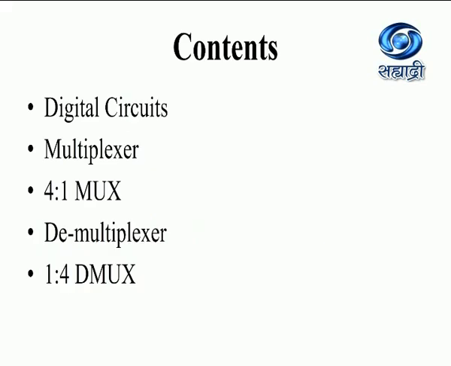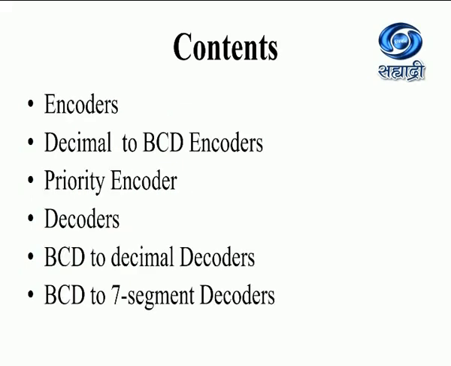In this chapter we are going to study digital circuits first, then multiplexer, the detailed study of multiplexer. Then we will see the first type of multiplexer, that is 4:1 mux. Then we will see the demultiplexer, the types of demultiplexer, that is 1:4 demux. After that we are going to study the encoders, in that also decimal to BCD encoders. Then we will see the priority encoder. After that decoders, and there are two types of decoder, that is BCD to decimal and BCD to 7 segment decoders. So let's start with this chapter.